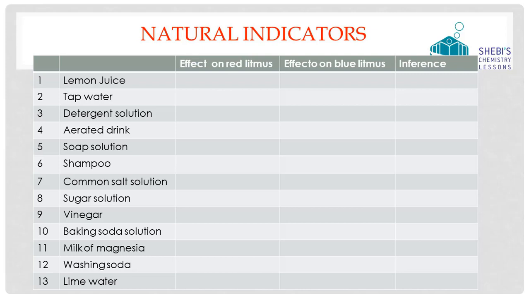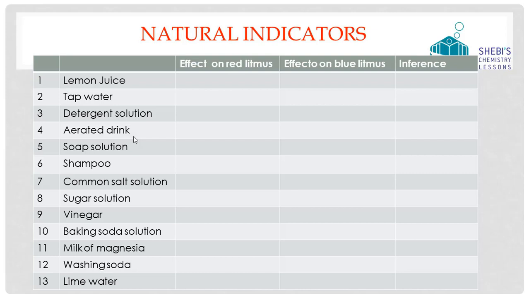So write down detergent solution. Detergent, soap, shampoo, etc. contain bases, like sodium hydroxide, potassium hydroxide, etc. So they are bases. Now the next one is aerated drink. Aerated drink means Pepsi, cola, soda, etc. Actually what are they? Carbon dioxide dissolved in water under high pressure, right? When carbon dioxide dissolves in water, it will give us carbonic acid. So aerated drinks are acidic in nature.